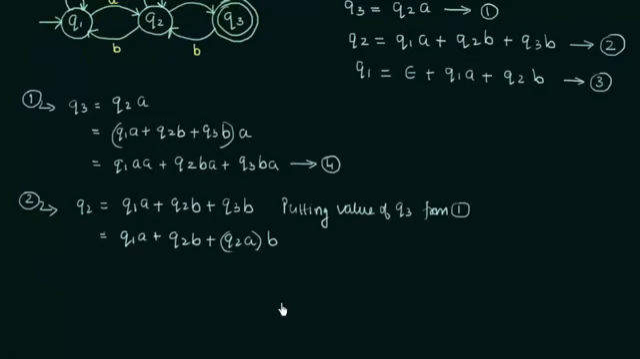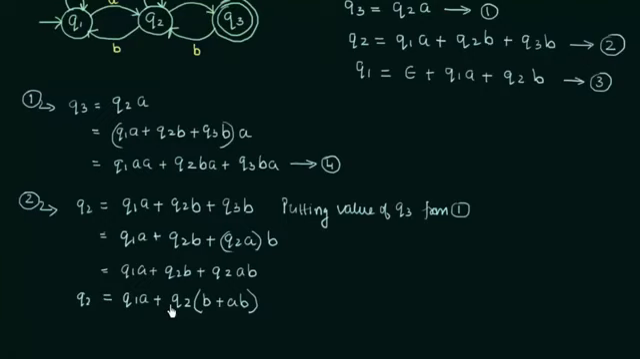Now let us simplify it further. Q1A plus Q2B plus, I'll take this B inside, so this becomes Q2AB. Now we see that we have Q2 two times, so I can take Q2 common from this. So Q2 equals Q1A plus Q2 times (B plus AB).